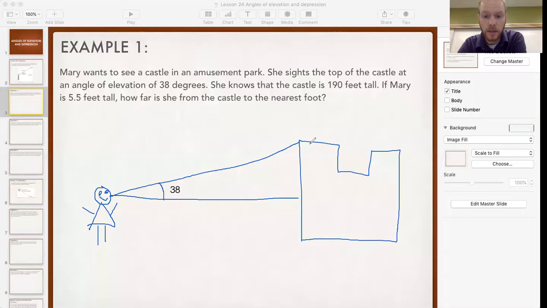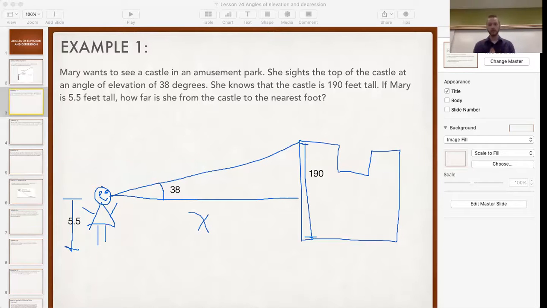The castle is 190 feet tall. So from here to here, this entire distance, is 190 feet tall. And they also tell me that Mary herself, from here to here, is 5.5 feet tall. What we want to find is how far Mary is from the castle to the nearest foot. So that's going to be the bottom, the x value. Now notice her horizontal line of sight is going to be perpendicular to the height of the castle there. So there's a right angle involved.